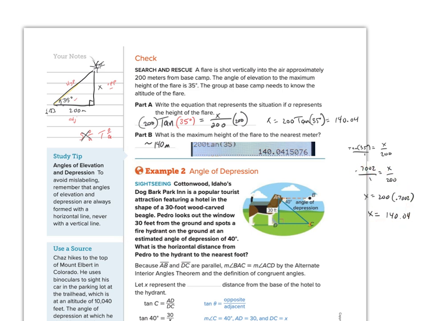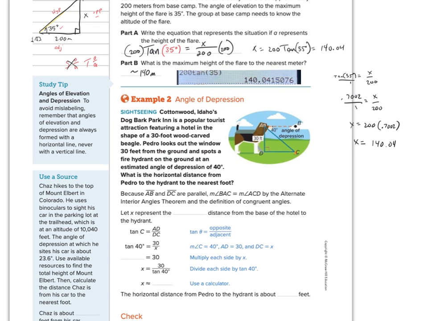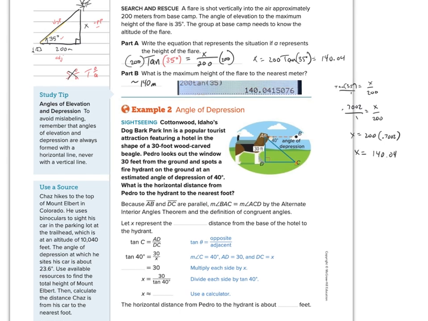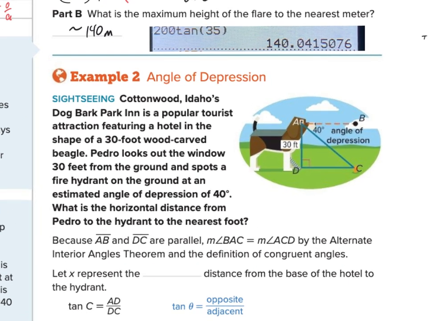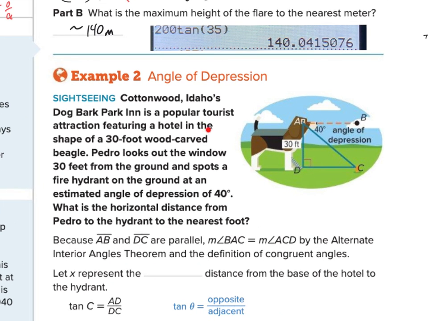Okay, so with that, moving on, looking at the angle of depression. Let's see, the Cottonwood, Idaho's Dog Bark Park Inn, is a popular tourist attraction featuring a hotel in the shape of a 30-foot wooden carved dog, beagle. Pedro looks out the window 30 feet from the ground and spots a fire hydrant on the ground at an estimated angle of depression of 40 degrees. What is the horizontal distance from Pedro to the hydrant?